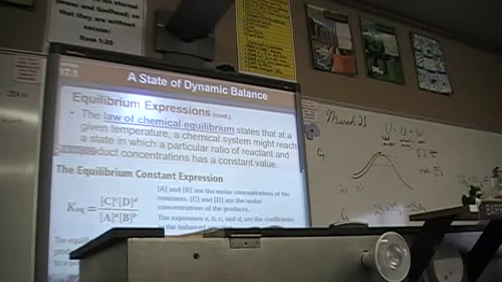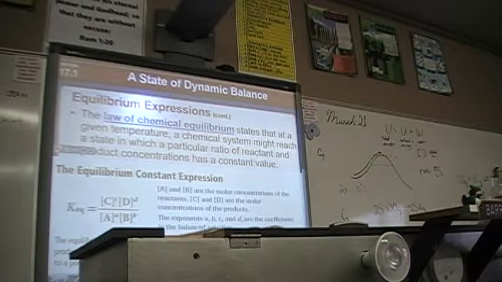So they could give you a problem where it gives you concentrations and you plug them in, or it can give you the KEQ and give you 2 of these and ask you to calculate the 3rd one, or it could ask you questions like, okay, if I increase the concentration of hydrogen, is this reaction going to go forward or reverse?